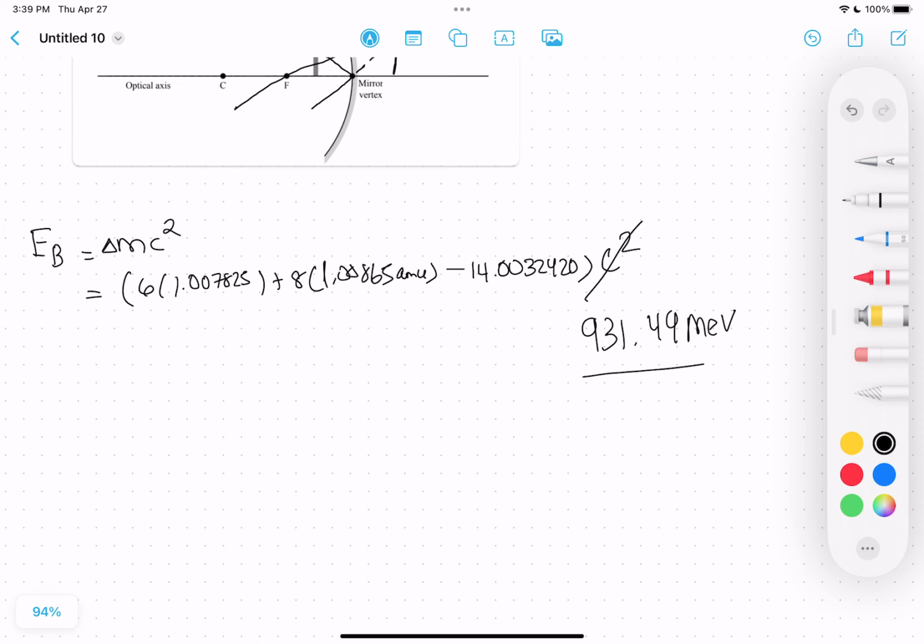Now, they want you to calculate it per nucleon, and that just means dividing by the mass number, to get the binding energy per nucleon.